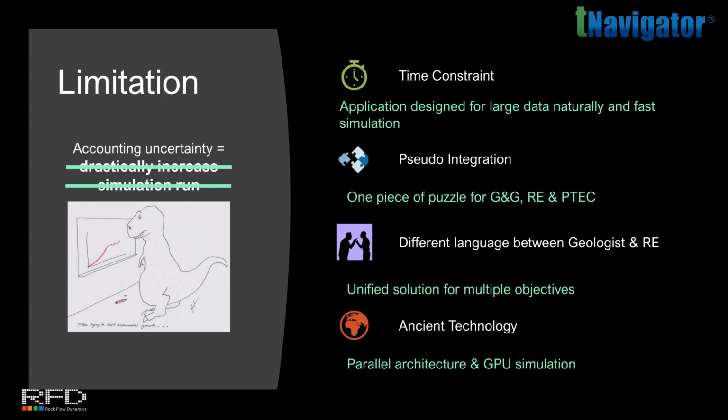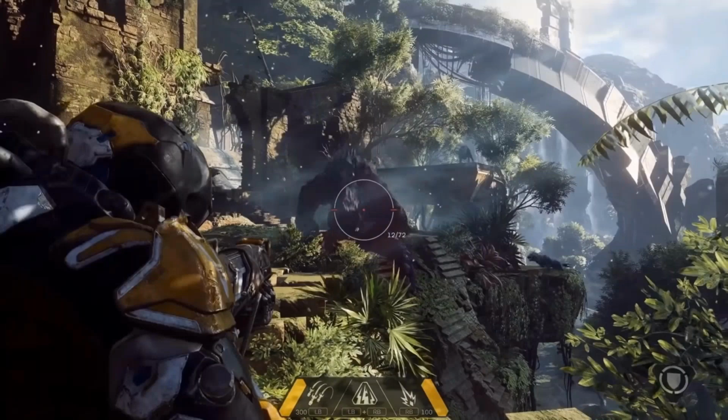Unified solution for multiple objectives. And lastly, parallel architecture, which means TNAV uses all cores in your workstation, in your laptop, in your cluster by default without additional license required. And the last point is it uses GPU for simulation. Speaking on the last point, GPU, as we are aware, we at least know that it has been in the industry for the last 10 or more years for this purpose. Have a look.